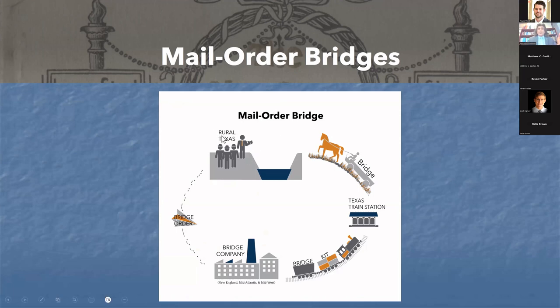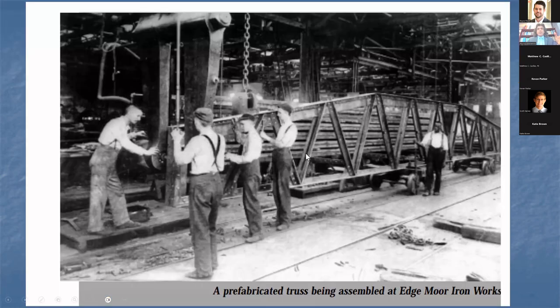The salespeople would come. You would look at the catalog like a Sears catalog, and you would decide what you want. They would take your order and go to the company. There were some companies in Ohio, Pittsburgh, mainly in the Midwest and the East Coast. And then they would ship the parts, and they would assemble it for you. And here is actually one of the fabrication shops where the bridge elements, the truss, were being fabricated.